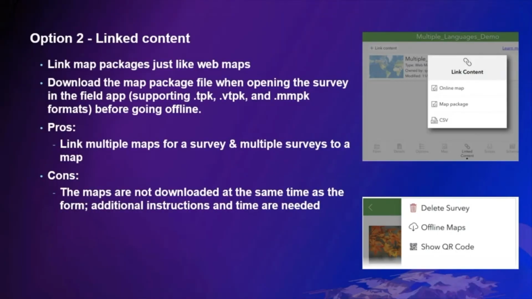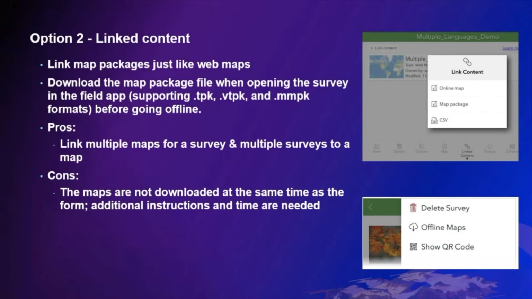The second method of configuring an offline map is to download linked content. If you add linked content that is in a format that can be taken offline, there is an option to download the linked content from the survey's title page. The linked content formats that support offline downloads are tile packages, vector tile packages, and mobile map packages.